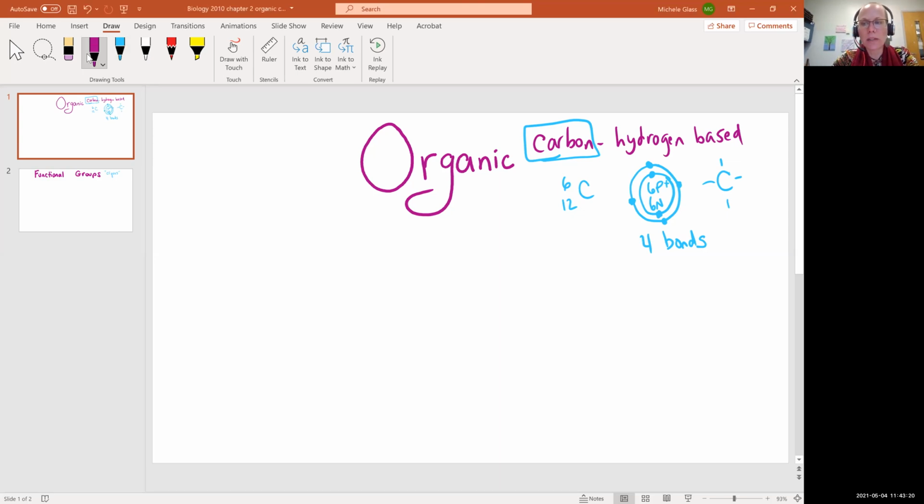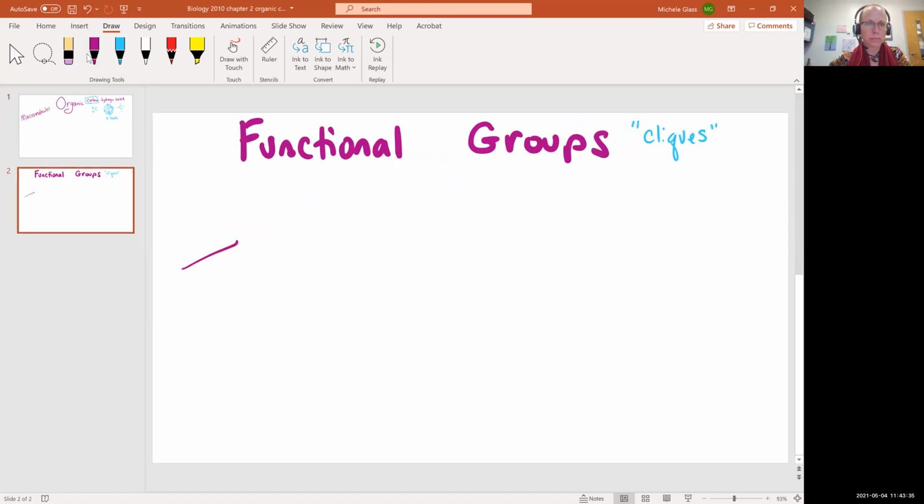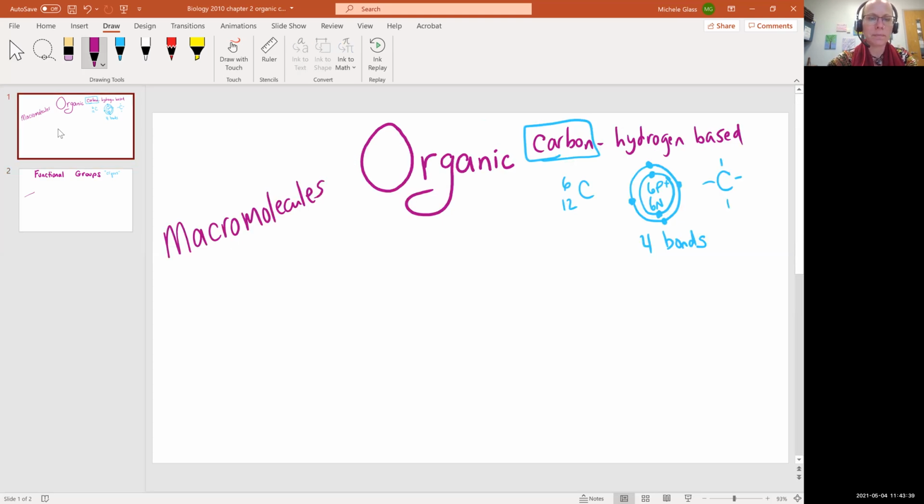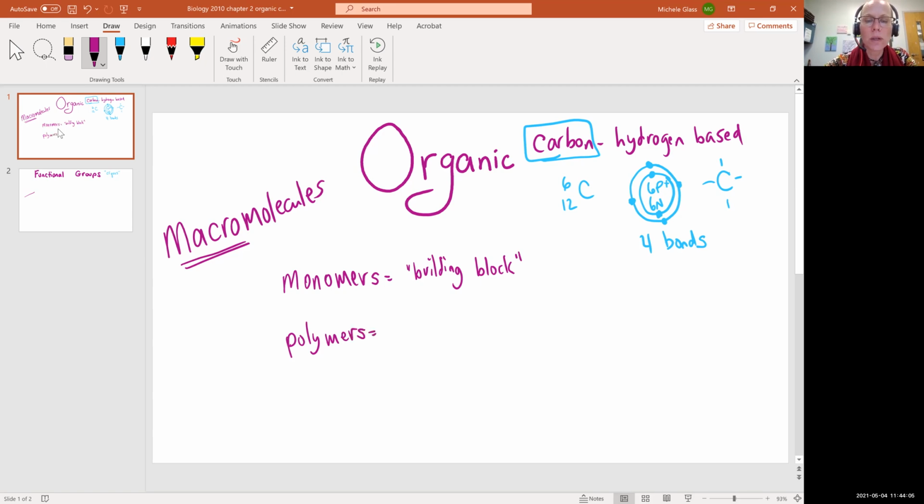So because carbon can make those 4 bonds and build these very elaborate molecules, when we talk about organic molecules, we often talk about these as macromolecules, where the prefix macro, remember, means big. What we'll see is that very often our organic molecules are composed of monomers, which we can think of as like a building block. And then we can chain those monomers together to build what we call a polymer, where poly means many. So many building blocks together.